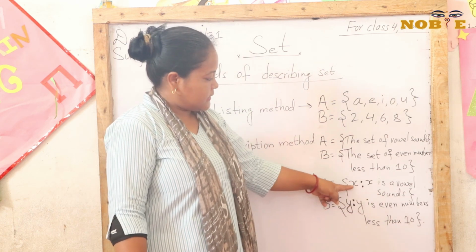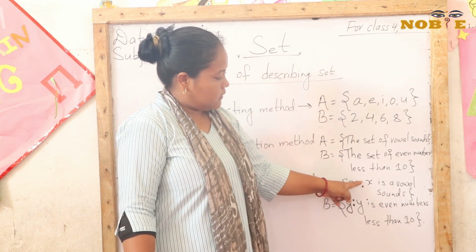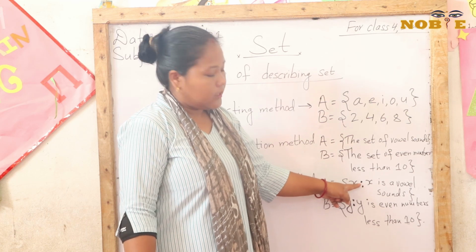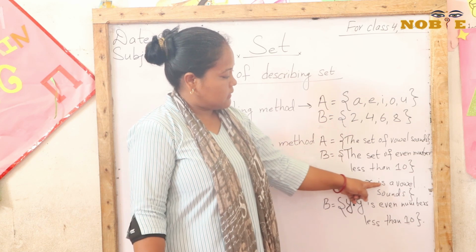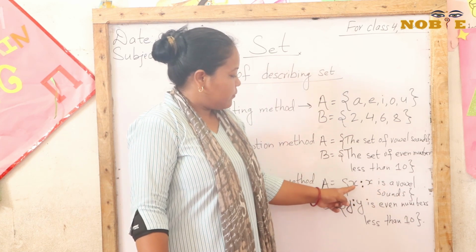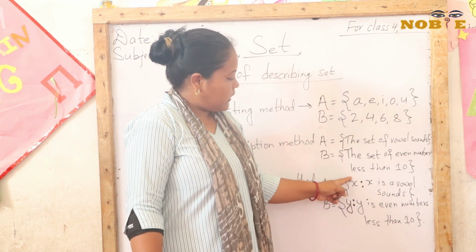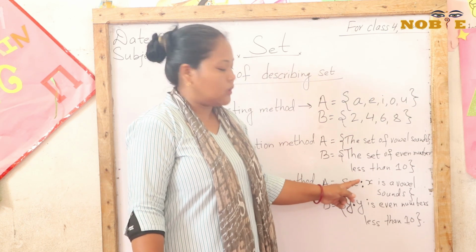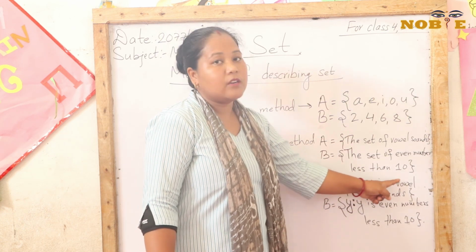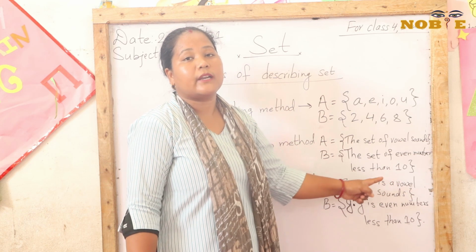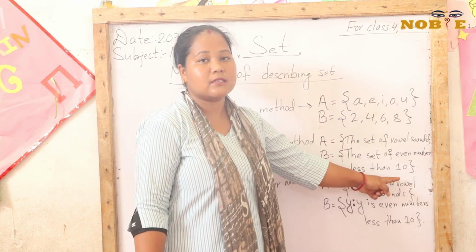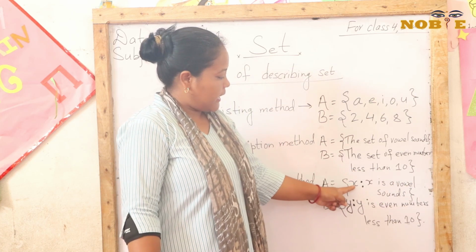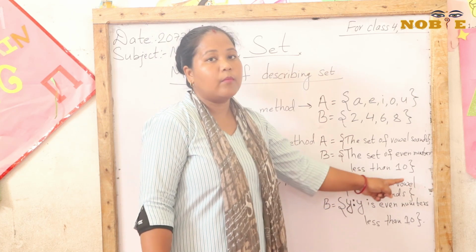So X and colon means such that X is a vowel sound. We have to know what X is, so at the back side we write the property of that X. We define X at the back in the set builder method. So, X such that X is a vowel sound.